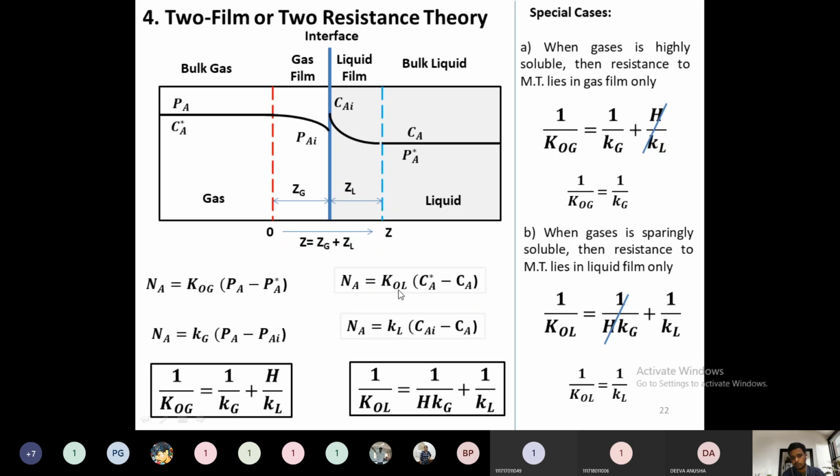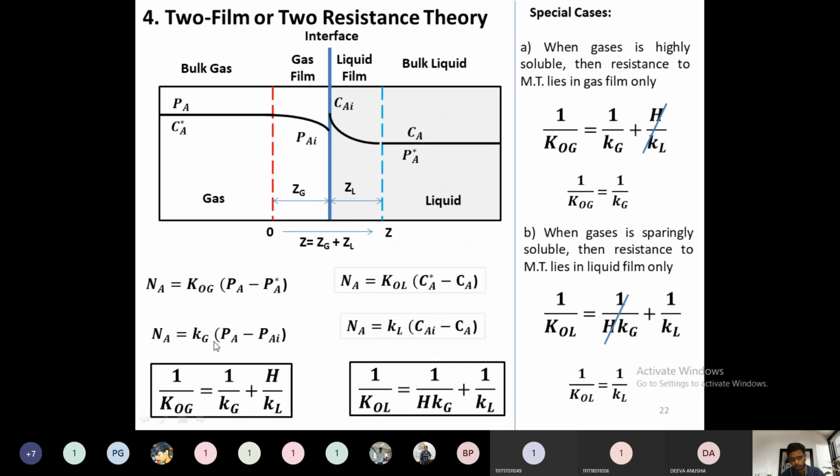Now this is the flux equation for the liquid phase. So this is the overall liquid phase mass transfer coefficient, KOL. Now the concentration, you see it is varying overall, CA star to CA. Okay, these are then the individual mass transfer coefficients.